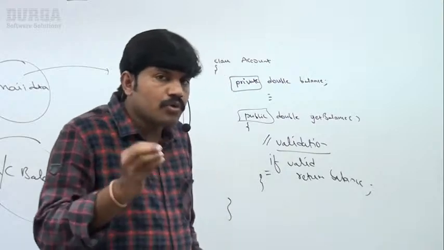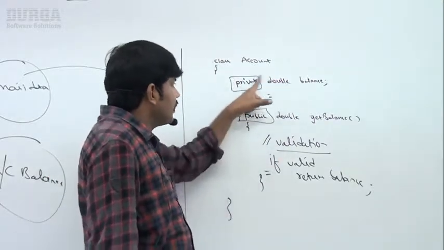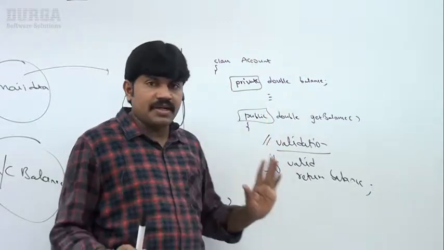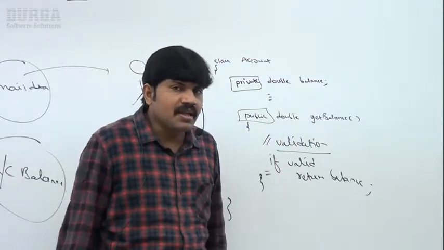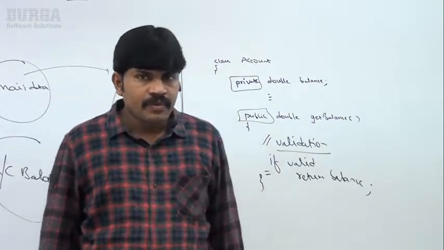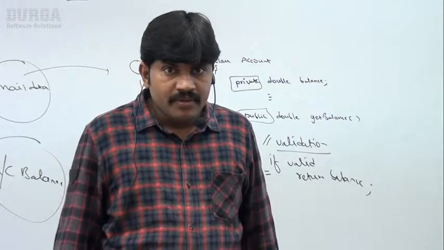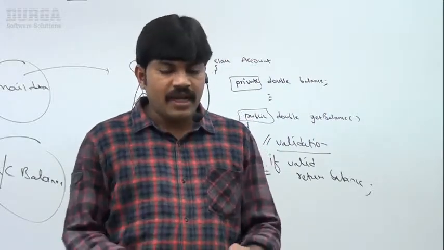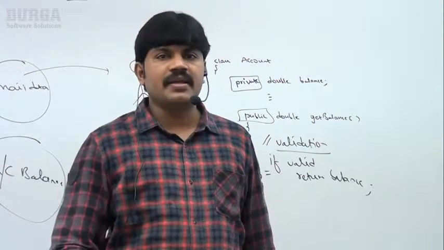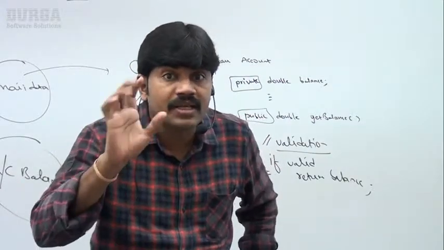So, how to implement data hiding? Can you please tell? By declaring a variable with the private modifier, we can implement data hiding. Can you please tell what is the main advantage of data hiding? What is the main purpose of data hiding? If you are going to hide something, wherever hiding is there, the biggest advantage we are going to get is security.